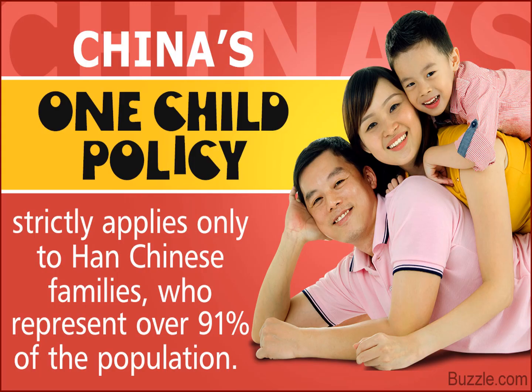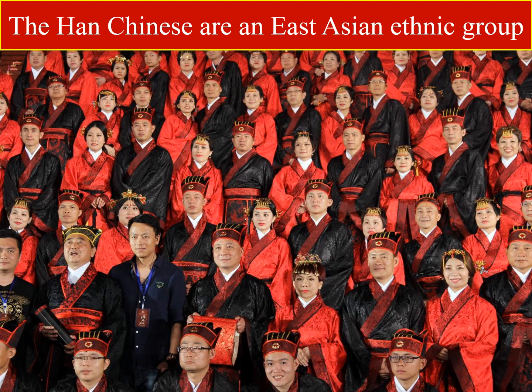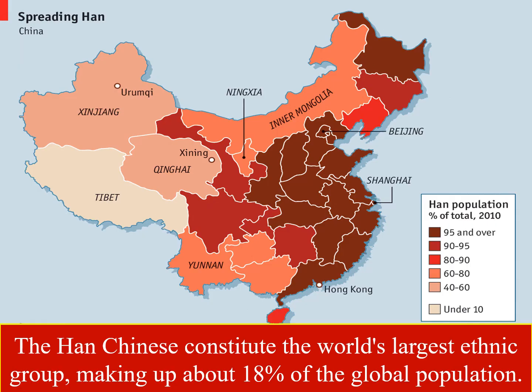So again, under the one-child policy, this only applied to the Han Chinese, which are the majority ethnic group. The Han Chinese are an East Asian ethnic group, mainly found in China, but also have migrated to other places, including Singapore and other places in Southeast Asia. The Han Chinese constitute the world's largest ethnic group, making up 18% of the global population.